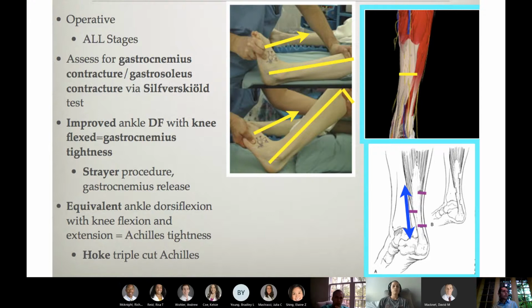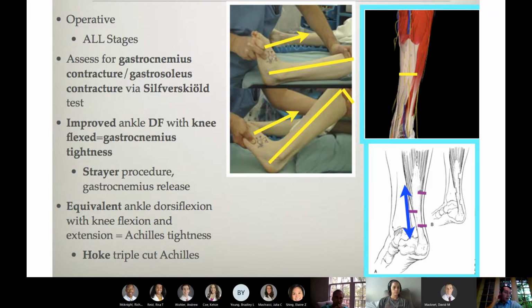So anyways, if they tell you there was no change in range of motion on the exam, and then you say, oh, I need to add an Achilles lengthening. But this is something every flat foot patient you see in clinic, you should test their gastrocnemius complex for tightness.